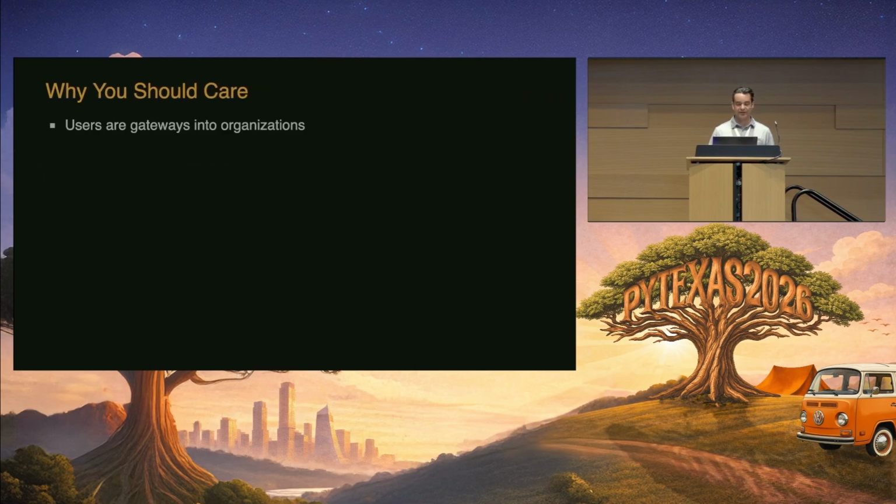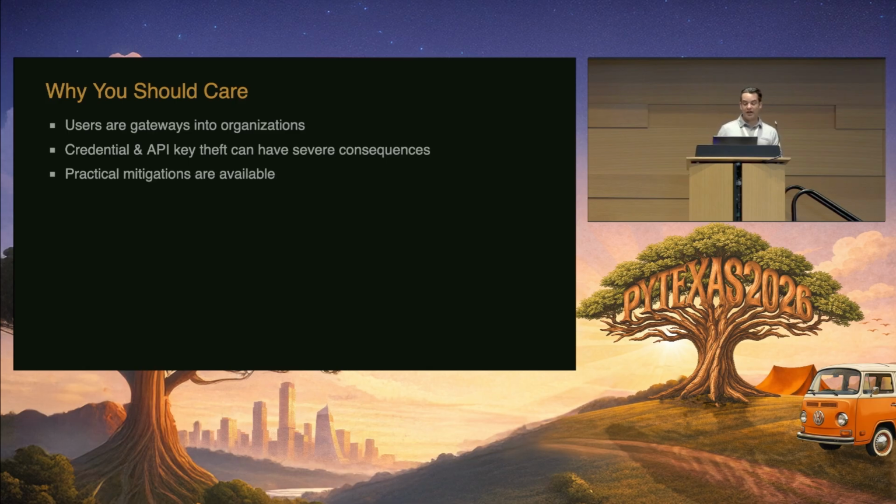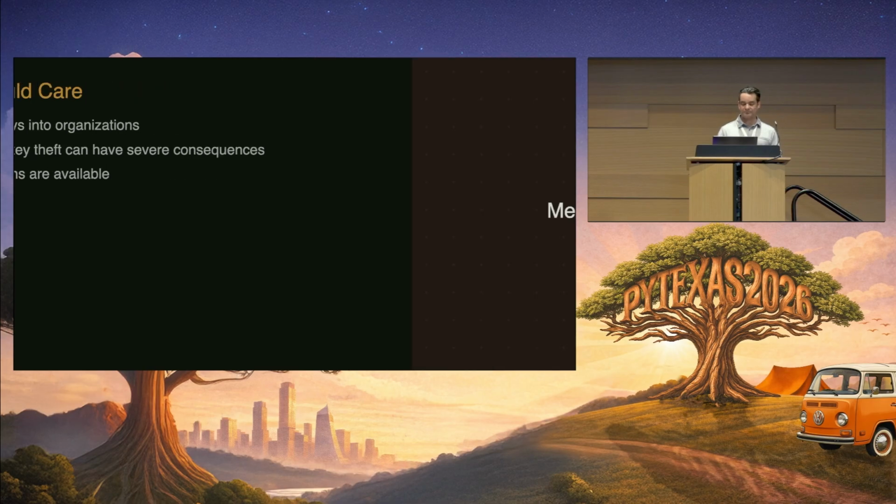So why should you care? Well, you are a gateway into your organization. Whether that organization is your business, your community, your open source projects, if something lands on your machine, it can compromise your organization. Even if not, credentials and API key theft can cause real problems. And with many of us having AI API keys on our systems now that can bill up significant expenses if abused, this is something that we always need to be concerned about. And you should care because there are a number of practical mitigations available.